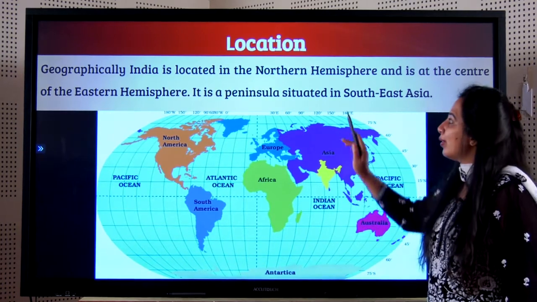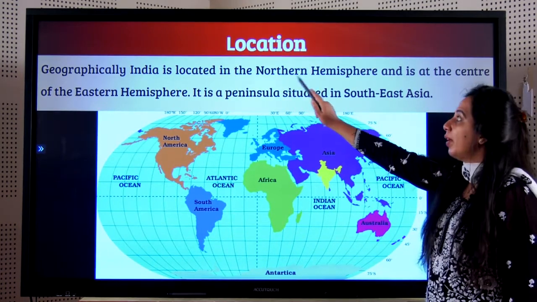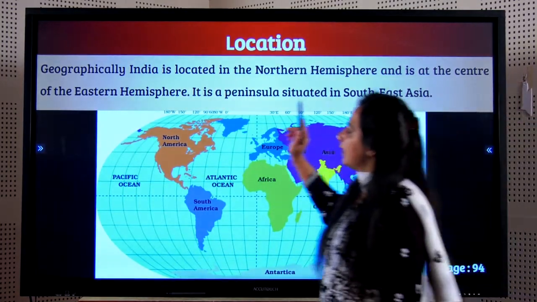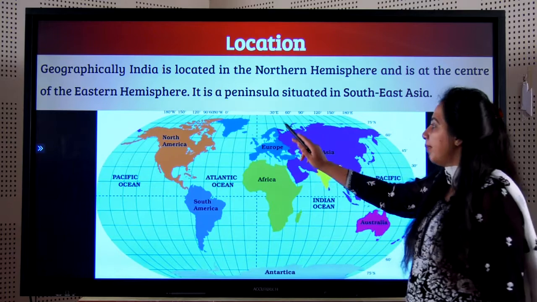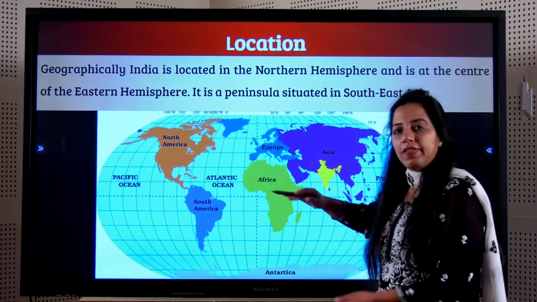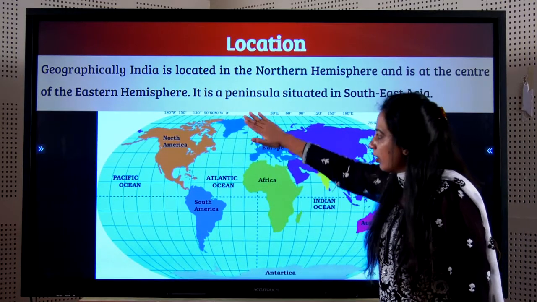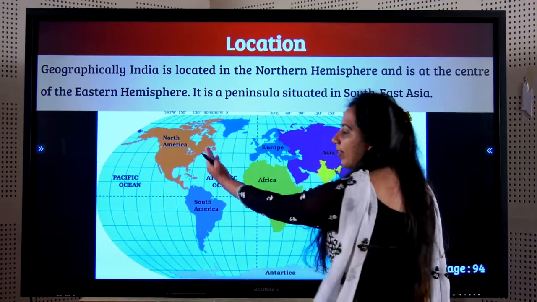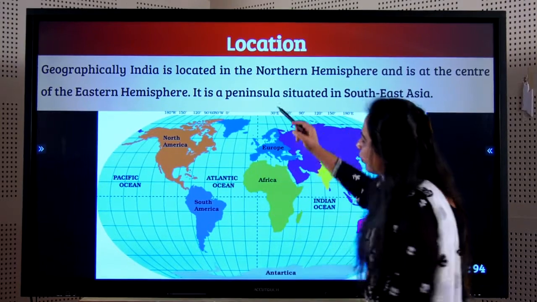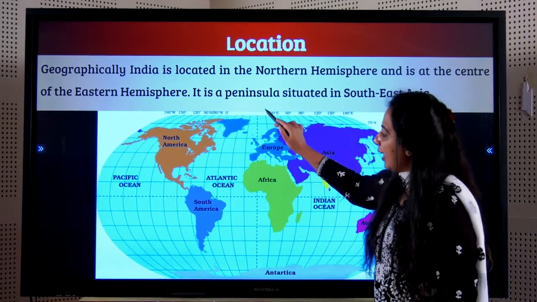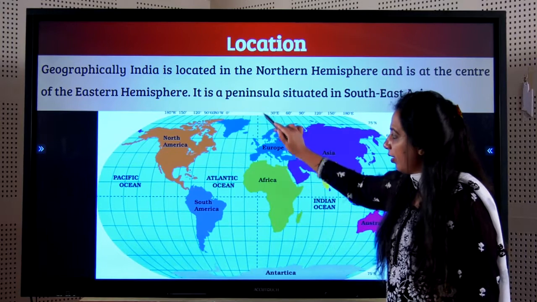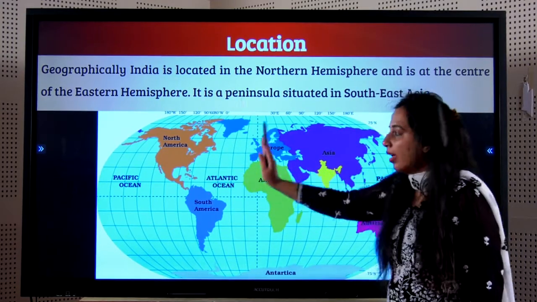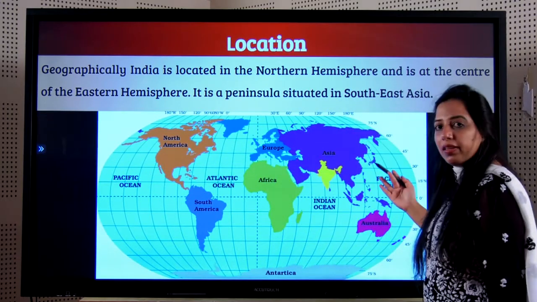Okay, I hope you understood why India is said to be located in the northern hemisphere and is at the center of the eastern hemisphere. Now, when we see up and down, this is north, this is south. And when we look at dividing as left and right. So, this is the line. The line at the Greenwich divides the earth again into two parts.